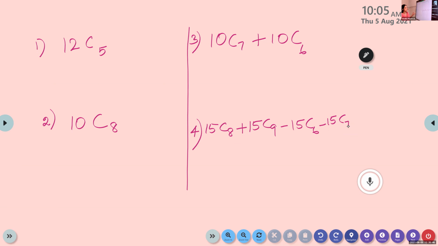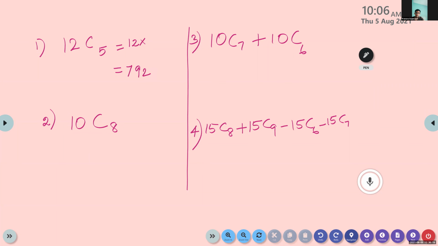No, isn't it? In which case do we have to use the formula nCr equals nC(n minus r)? If r is greater than n by 2. Here look at the r value, 5. It is less than n by 2, less than half of 12. So we can do it by the usual way. What is the method? Pranav, give the answer. 792. Is it correct?